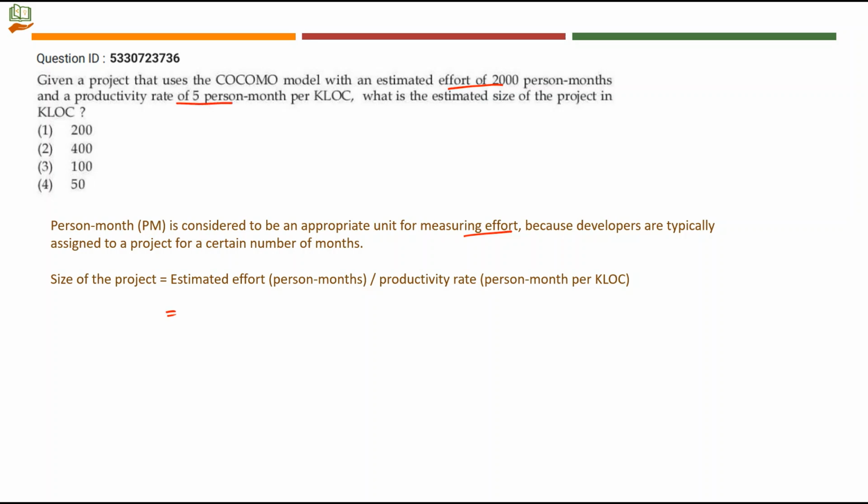What is the estimated effort? It is 2000 person months divided by what is the productivity rate? It is 5 person months per KLOC. So you can cancel these two units. This KLOC will go to the numerator. 5 fours are 20, so totally you will have 400. 400 KLOC will be the right answer. Option number 2 will be the right answer. This is the estimated size of the project in KLOC.